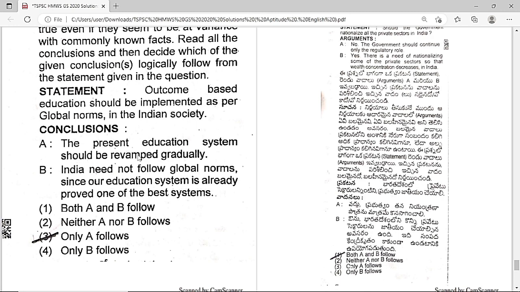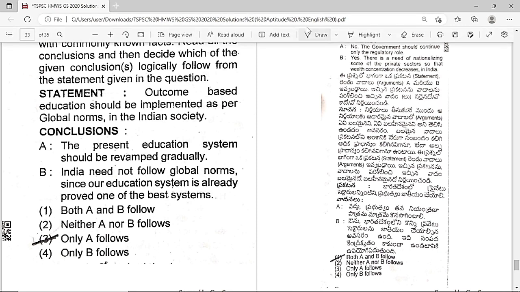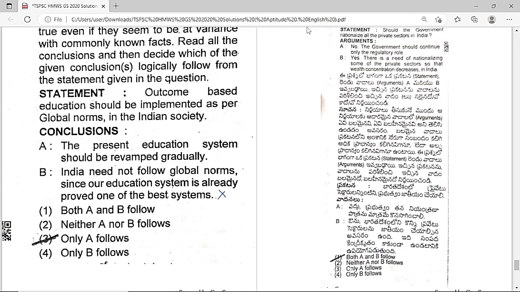Conclusion A, the present education system should be revamped gradually. Statement B, India need not follow global norms since our education system is already proved one of the best systems. So this is wrong. So blindly we can say this conclusion is wrong. So definitely what we can say, only A is going to get followed, because every education system should improve. They should basically improve. Then definitely we can say then only it is going to happen.